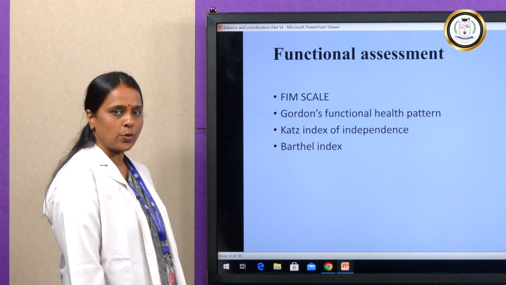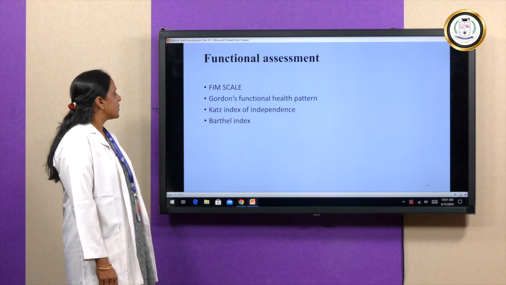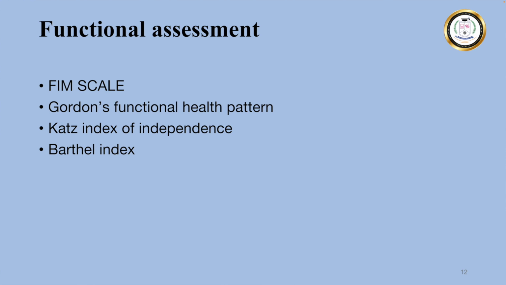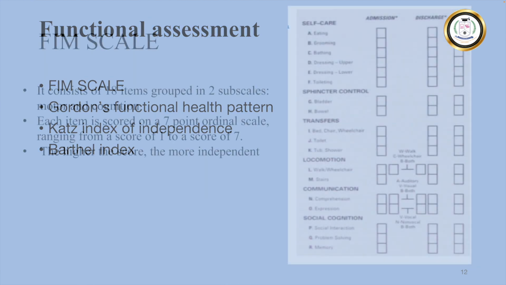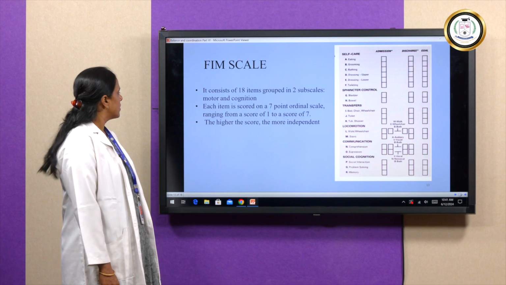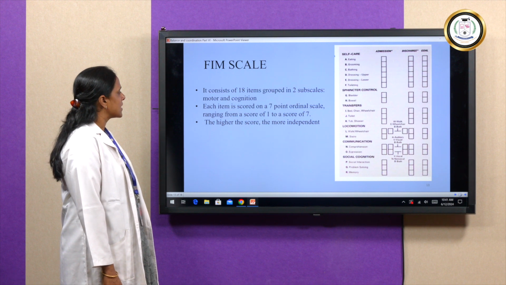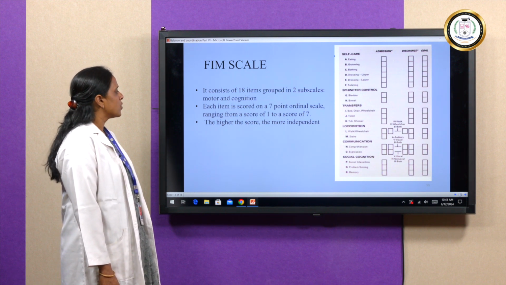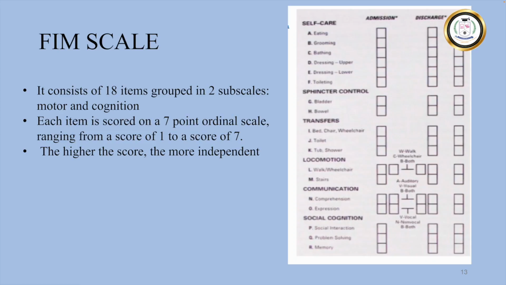So the scales which we use for functional assessment are FIM scale, Gordon's functional health pattern, Katz index of independence, and Barthel index. Now FIM scale I am going to discuss here. It consists of 18 items grouped in 2 subscales, motor and cognition. Each item is scored on a 7-point ordinal scale, ranging from a score of 1 to a score of 7. The higher the score, the more independent the person is.